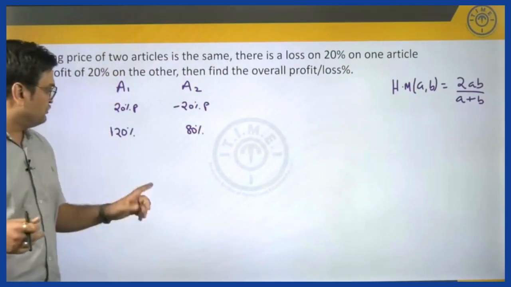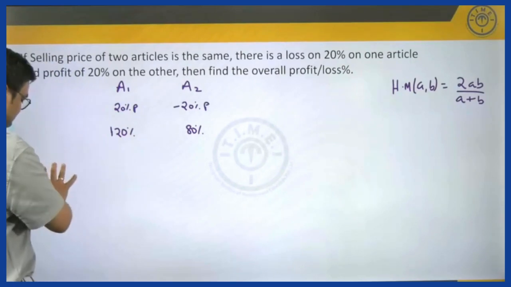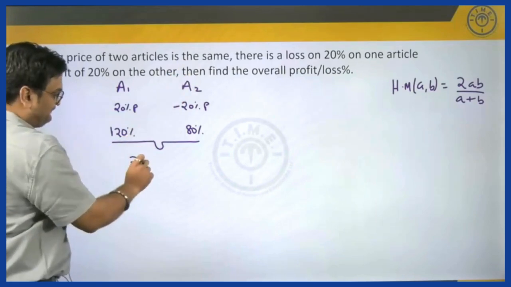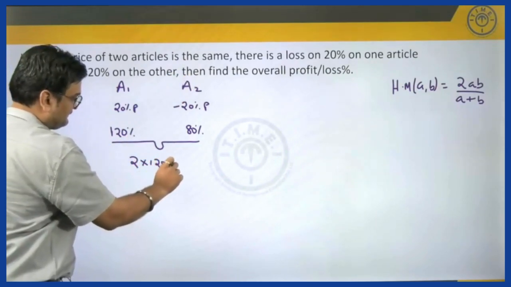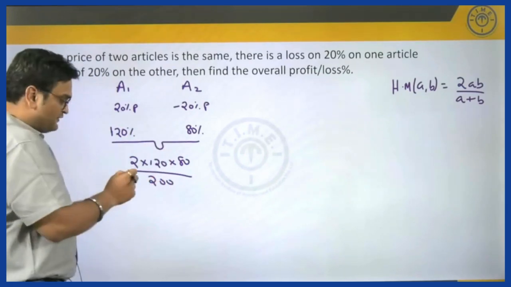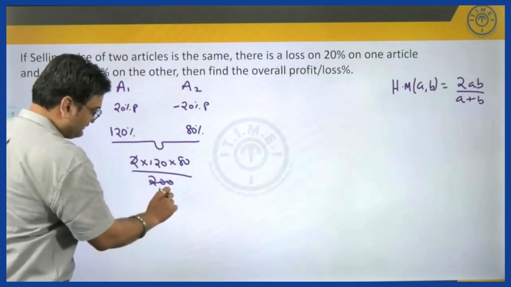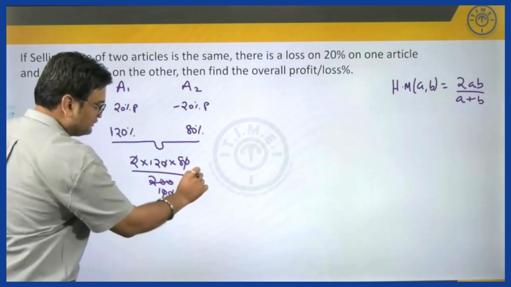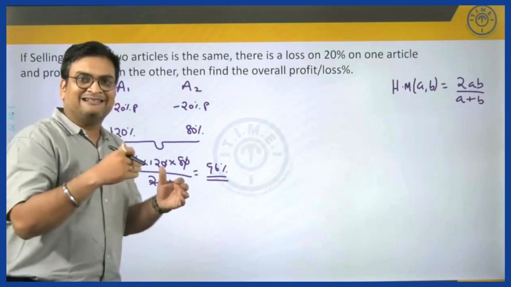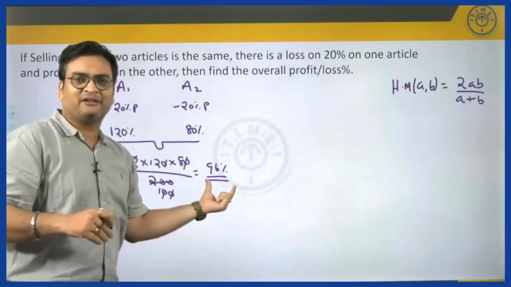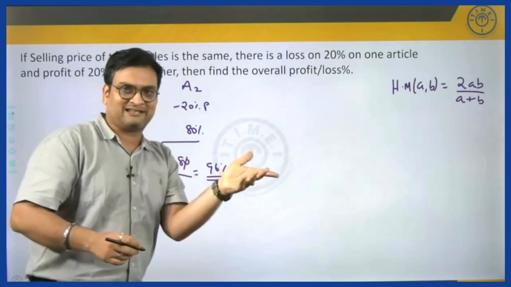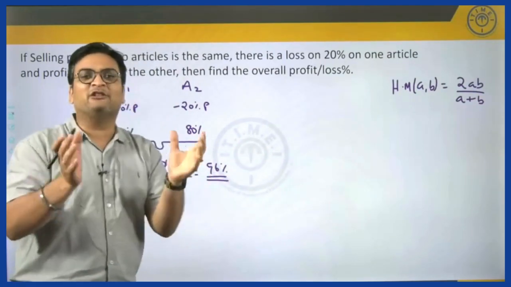Now you apply harmonic mean on these two. So what do we get? 2ab by a plus b. When you simplify, this 0 cancels out, 12 into 8 is 96%. When you get 96%, this is less than 100%. Less than 100% by how much? It's less than 100% by 4%. So if it is less, my answer will be in loss.